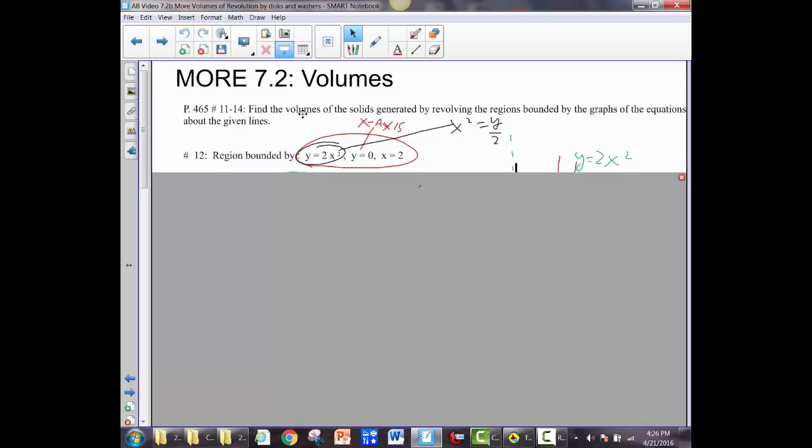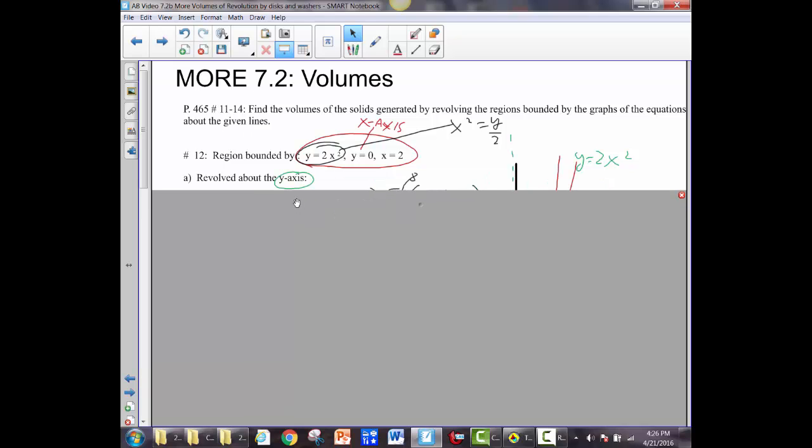All right, so 11 to 14, find the volumes of the solids generated by revolving the regions bounded by the graphs of the equations about the given lines. So in this case, you have the region bounded by y equals 2x squared, y equals 0, which is the x-axis, and the vertical line x equals 2.